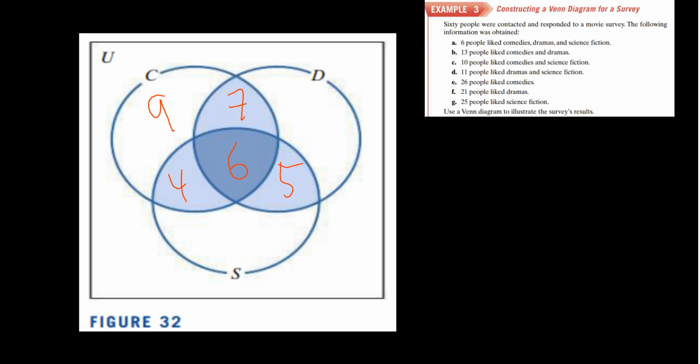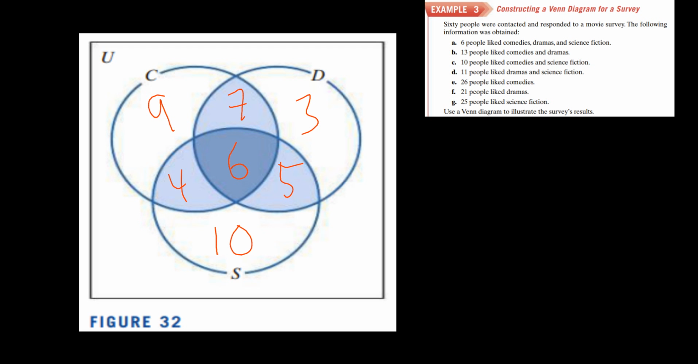21 people like drama. Same procedure. This entire thing is drama. It's supposed to add up to 21. We've already got 13. We've got 18. So it looks like we just put a 3 up here to get to a nice round 21. And then lastly, 25 people like science fiction. All right, we've got 15 people accounted for, so that means we must have 10 remaining.